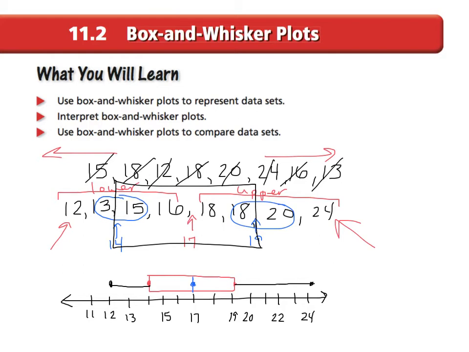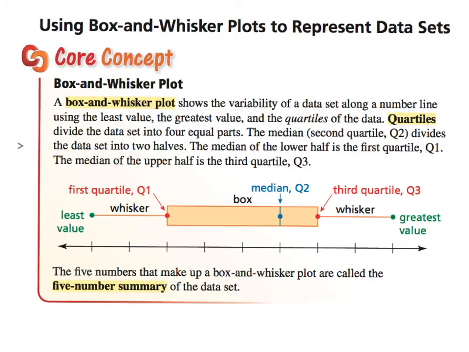So let's go over our core concept now. Here it all is. Using a box and whisker plot to represent data. The box and whisker plot shows the variability of a data set along a number line using the least value, the greatest value, and the quartiles of the data. So what are quartiles? Quartiles are just when you take the data and divide it into 4 equal parts. The median, the second quartile, divides the data set into halves. The median of the lower half is called the first quartile, and the median of the upper half is called the third quartile. So it makes more sense now that we did one of these.